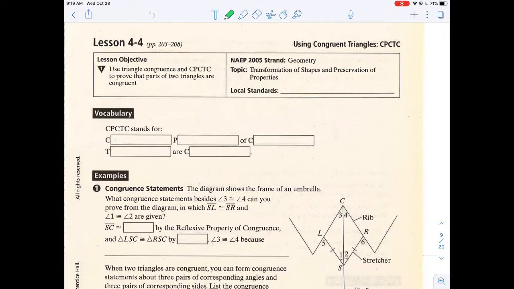So CPCTC stands for corresponding parts of congruent triangles are congruent. So before we tried to use the fact that we knew parts were congruent to prove that the triangles were congruent, now we're saying, hey, we know these triangles are congruent, so their corresponding parts we can also say are congruent. So let's look at example 1.